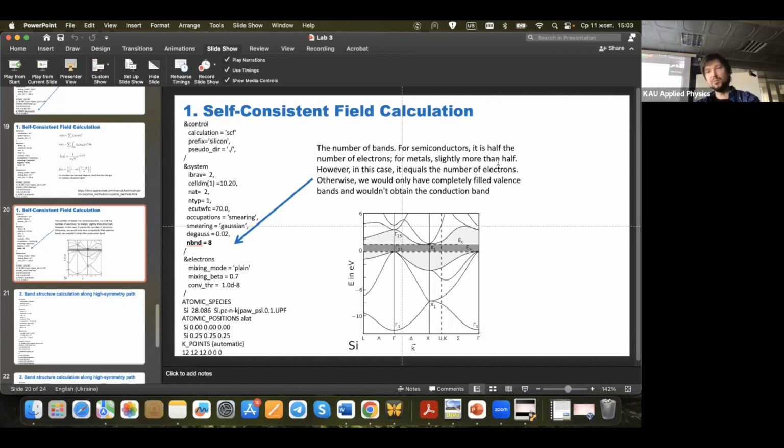For metals, slightly more than half. So why? How do you think? For semiconductors and insulators, half the number of valence electrons will be enough. But why should we take more for metals? We work at 0 temperature. No such parameter as temperature. We can add temperature, but it's really hard.